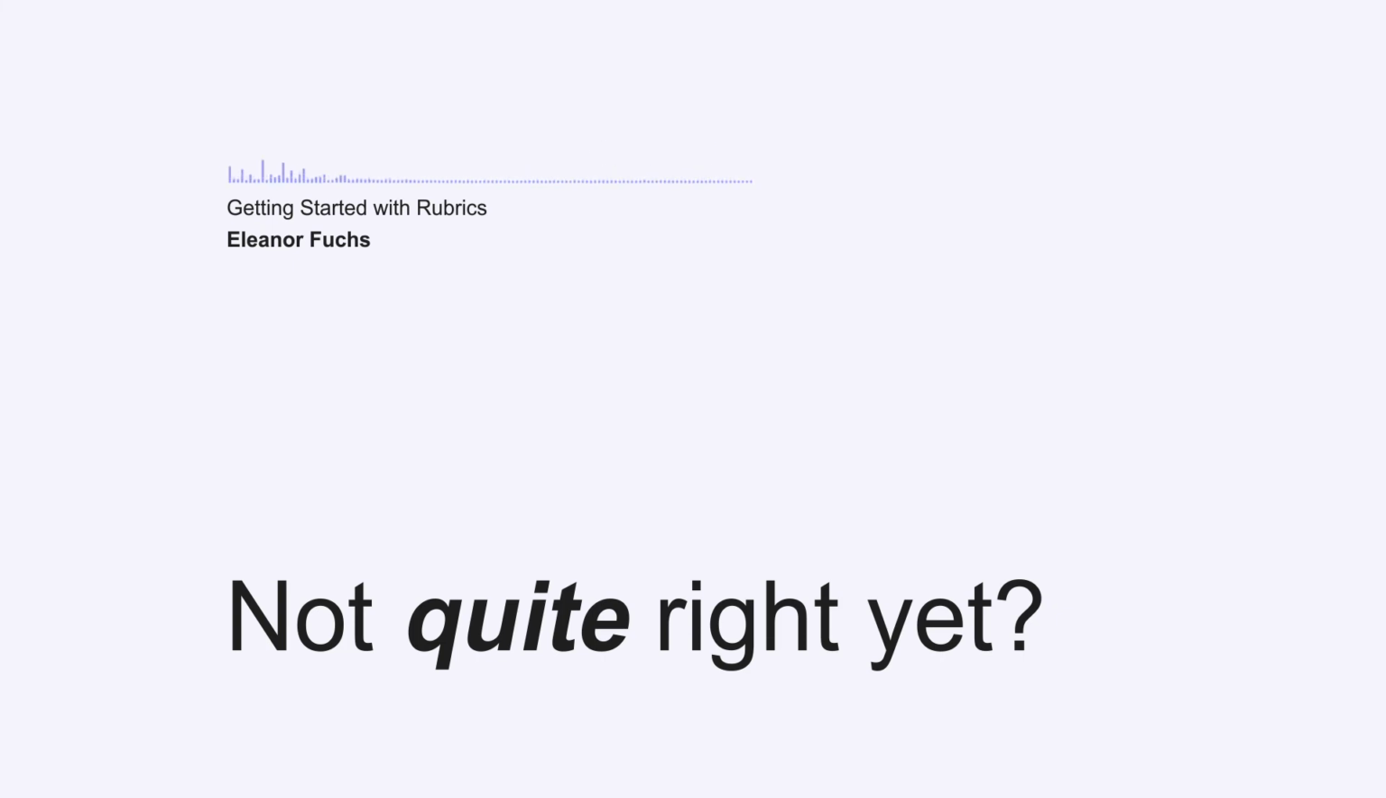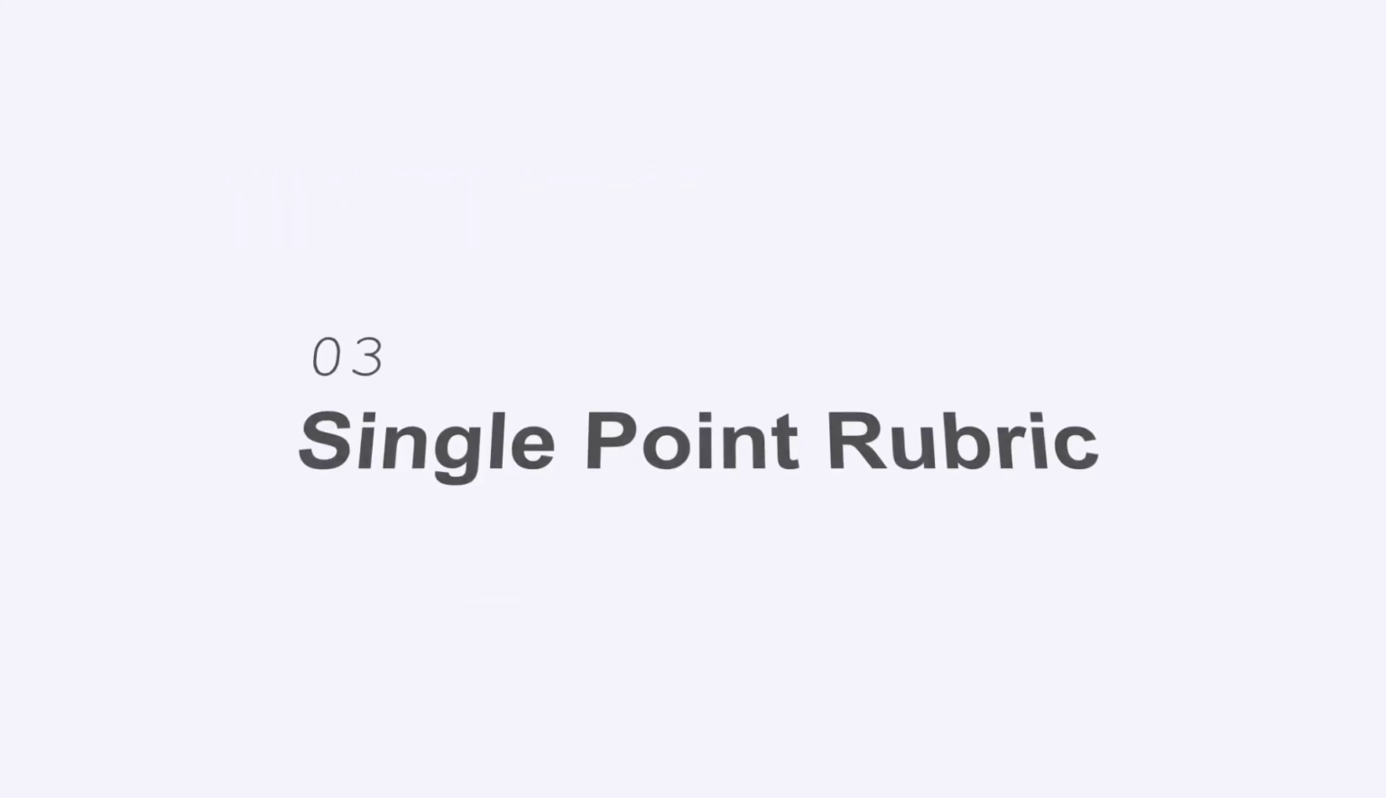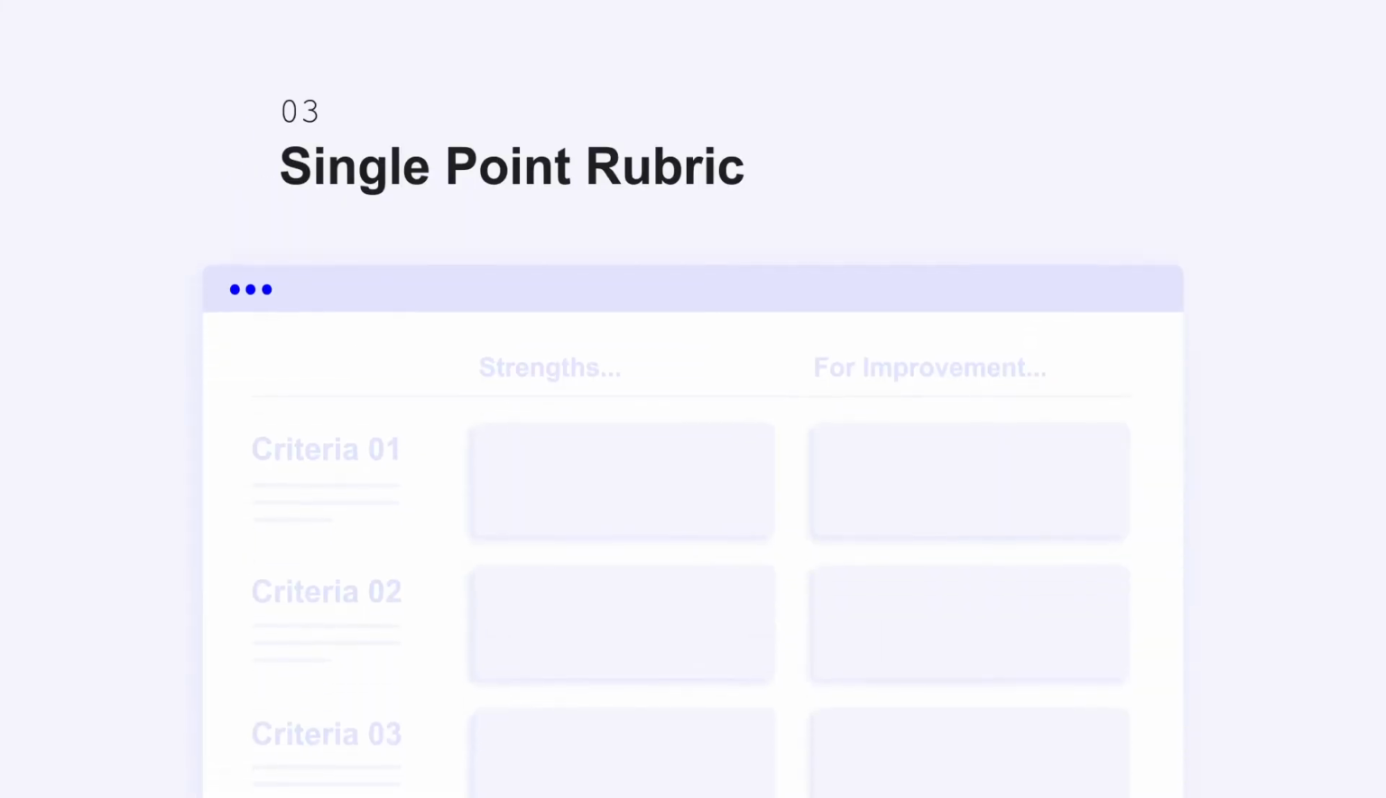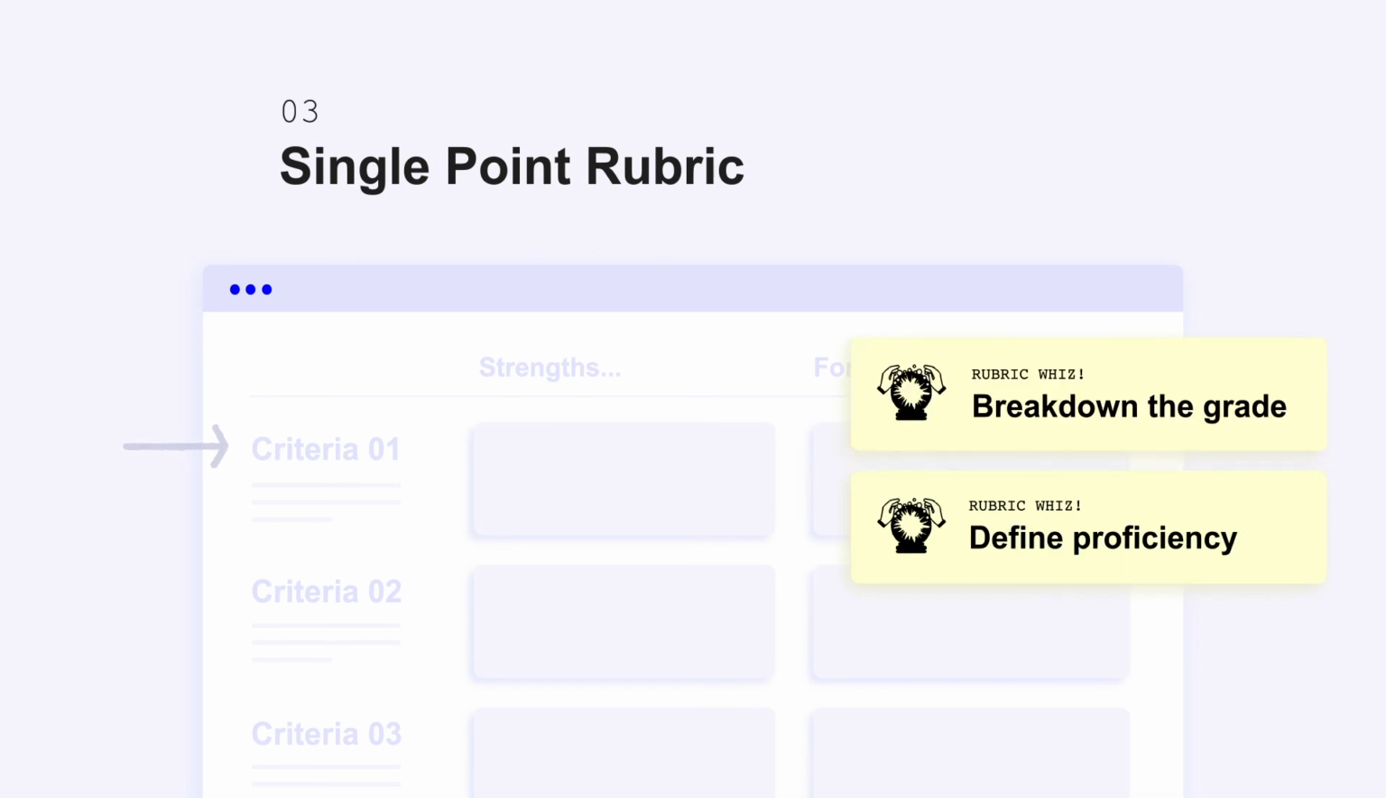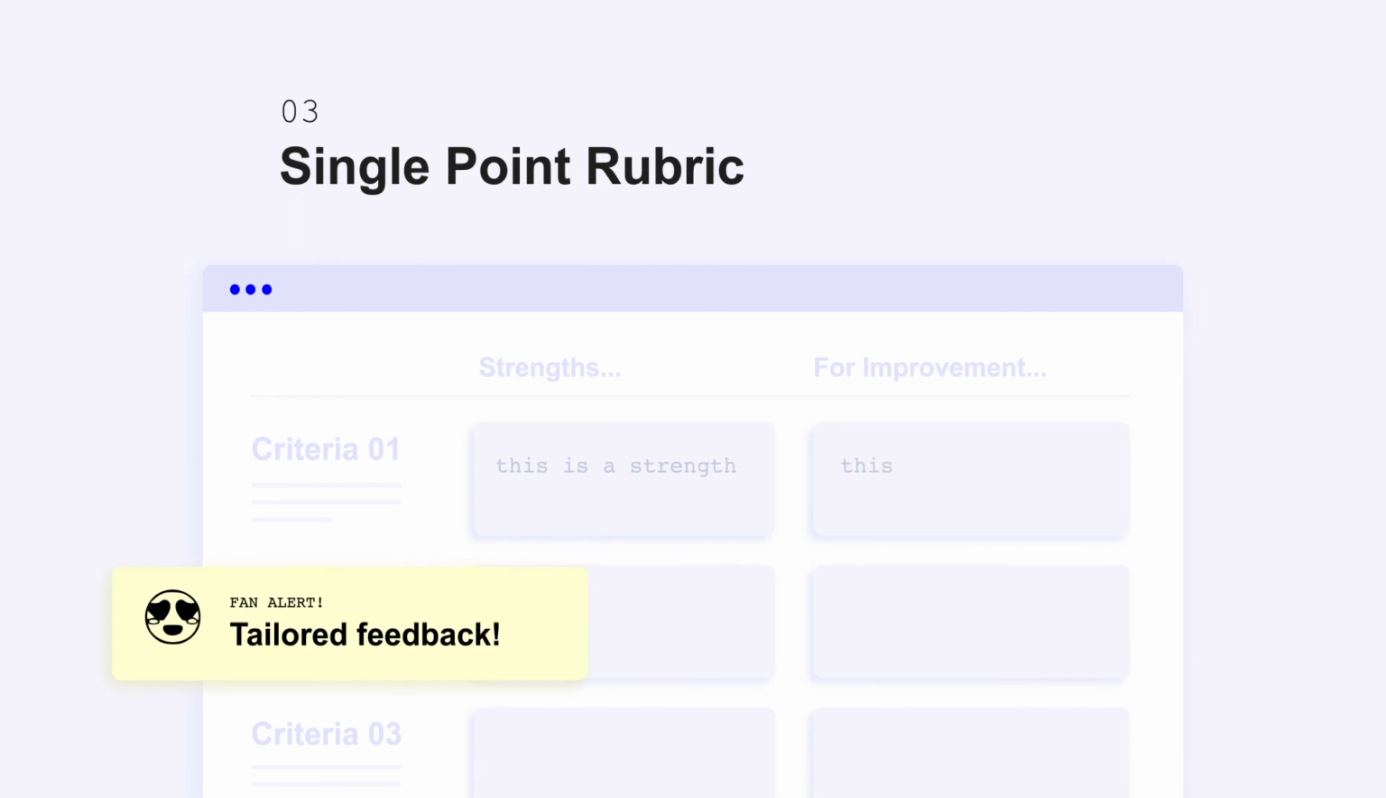If neither of these sound right, there's an often overlooked rubric model that's the single point. These rubrics break down assignments into their component parts similar to analytic rubrics, but with a key difference. They only address the proficiency level, or good enough. The rest of the rubric is solely providing feedback to students along their strengths and weaknesses.